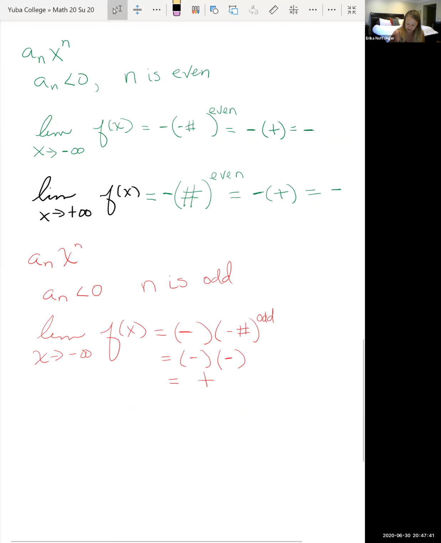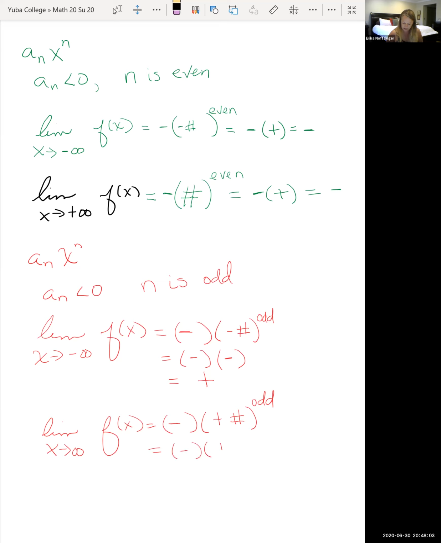Before we go up there, let's just do x goes to positive infinity at the same time. So we have a negative coefficient out front. We're taking a positive number and raising it to an odd power. Well, any positive number raised to any power is positive. So we have a negative times a positive, which is negative. Okay, so as x goes to negative infinity, we're shooting upwards, and as x is going to positive infinity, we're shooting downwards.